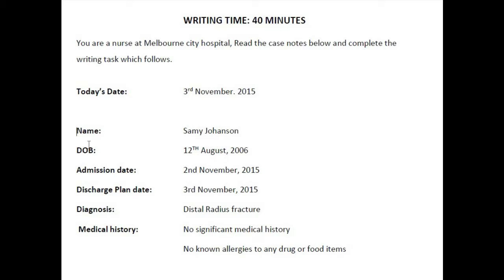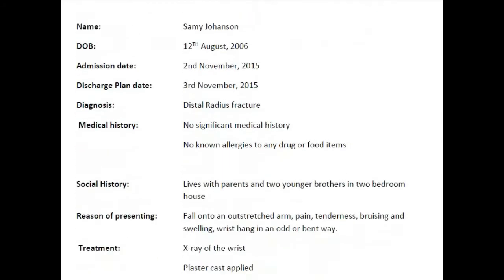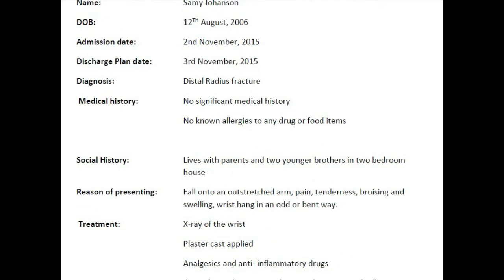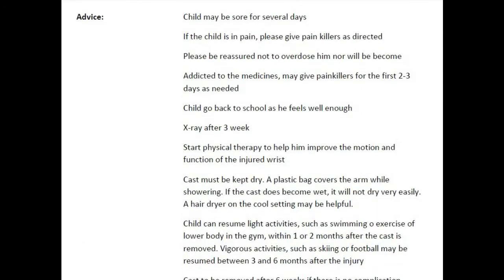The name and date of birth of the patient are important and have to be mentioned in the reference part of the letter. Since this letter is written to the patient's parents, you can avoid the social and medical history from the case note since they already know this information. All the information provided in the treatment part is important and has to be mentioned in the letter. The advice part in the case note is of utmost importance and should be emphasized in the letter, because the case note specifically says this is an advice letter.